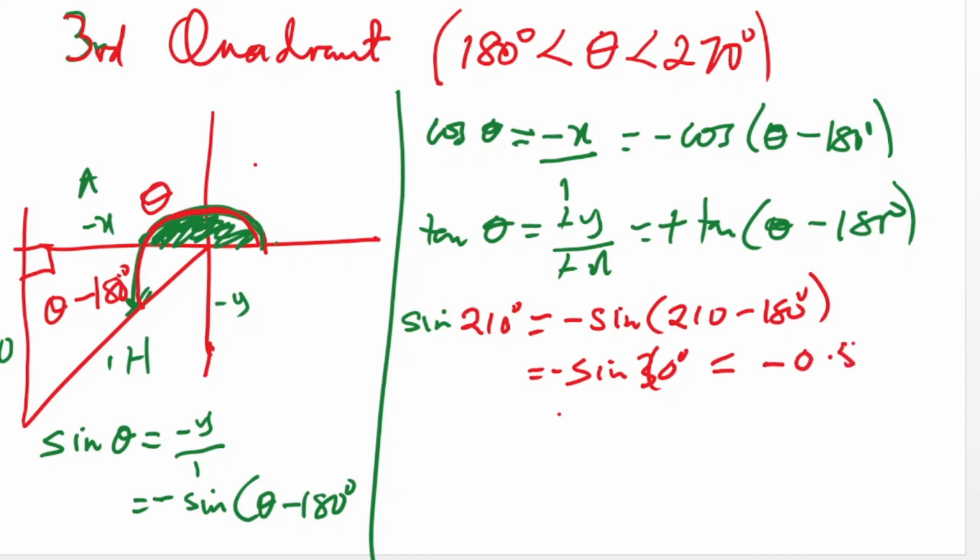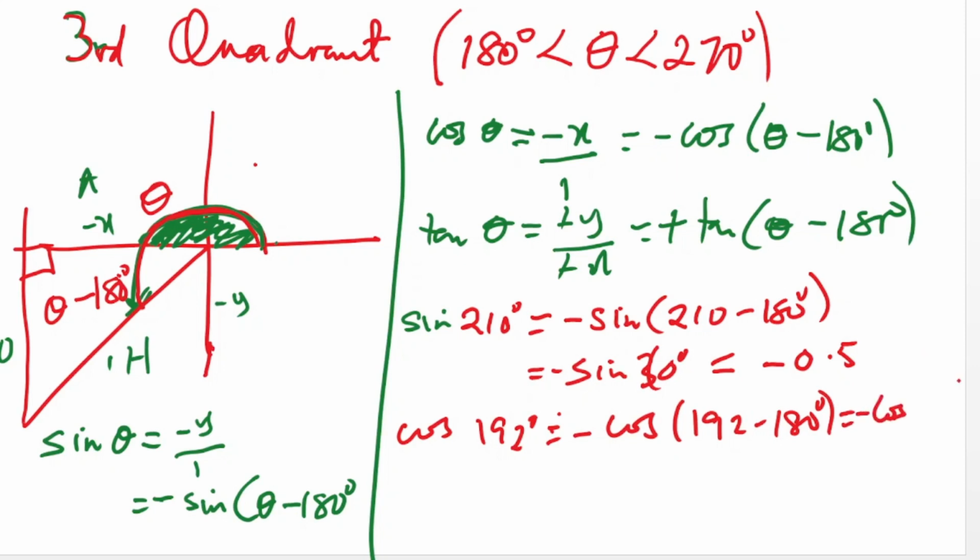which is going to give us minus 0.45. Then for cos, let's have another, let's say cos 192 degrees. So cos is also negative. That's going to be minus cos of 192 minus 180 degrees, which will give us minus cos 12. If we check the calculator, you get minus 0.9781, and so on and so forth. You can do the rest for tan as well.